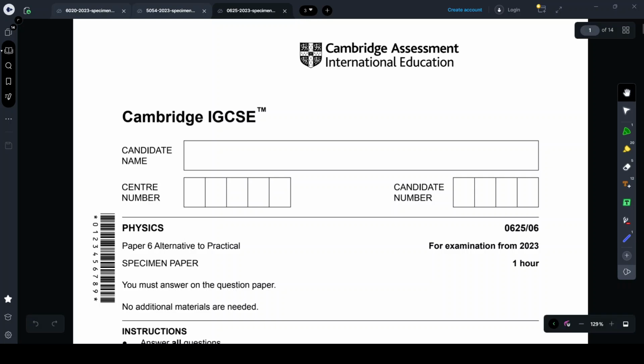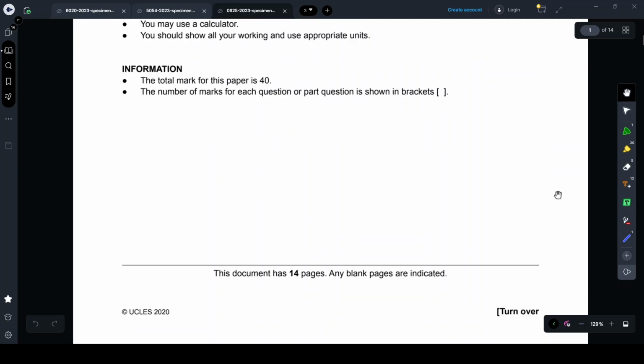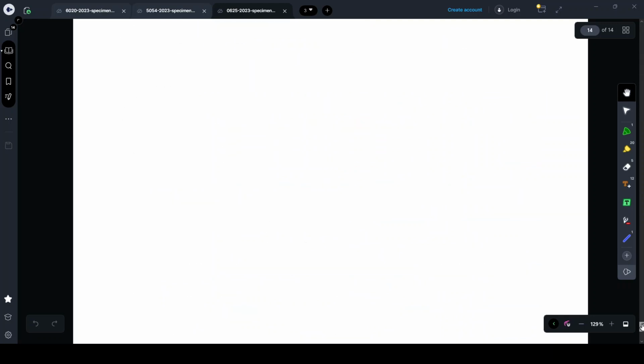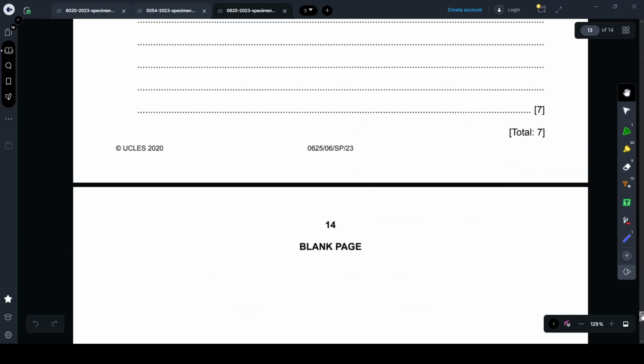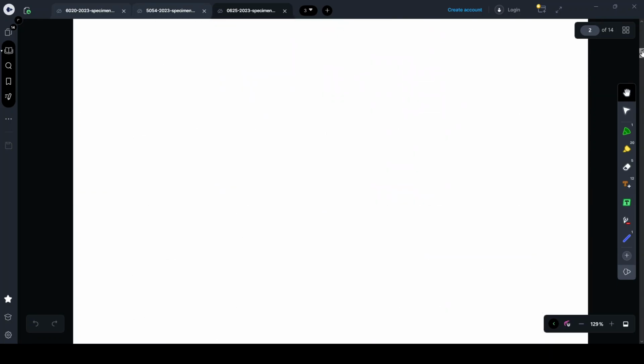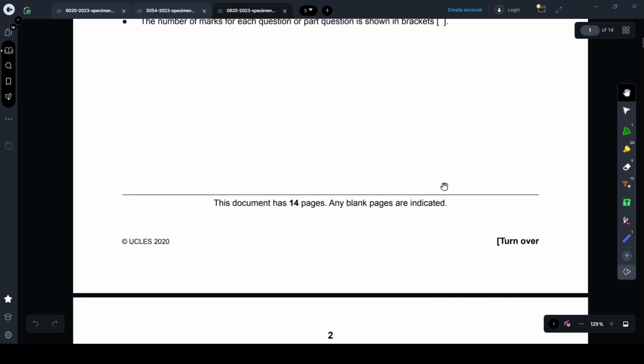So today we are starting off with the Cambridge IGCSE Physics 0625 Paper 6 Specimen from 2023, and this is a 40-mark paper, 1 hour time, and it has 14 printed pages. So we just go ahead and check. We've got all 14 of them. Yes, we do, including the blank pages. Right, and that all of them are printed. Obviously, you'll be opening a paper when you are asked to do so during the examination.